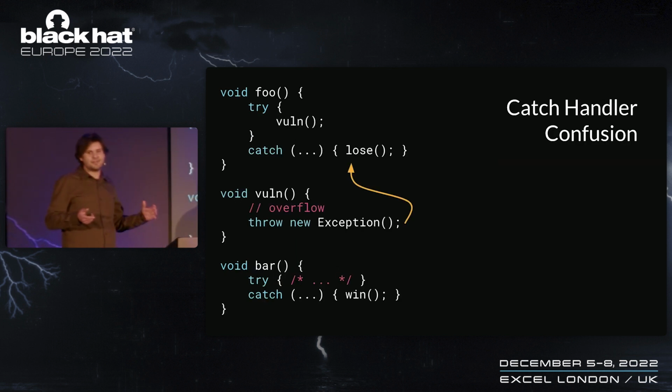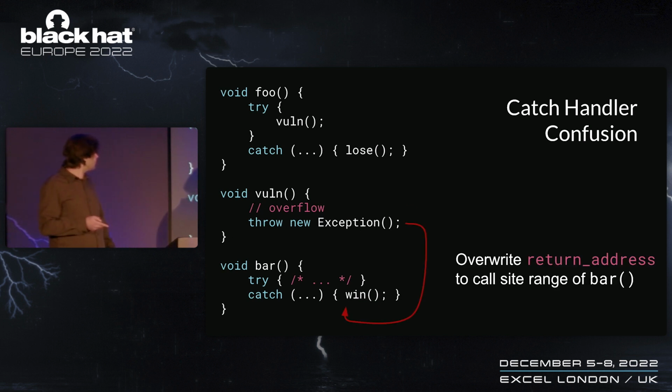Well, let's take a look at a simple example. Here we have a simple function call. The caller will catch the exception. The callee will throw the exception. Now, in normal execution, when nothing goes wrong, this exception will be caught by the corresponding handler here in foo. Now, if we overflow during the execution of function vul, and we overflow the return address, and then throw the exception, and we overflow the return address with some address within the range of the catch handler in bar, then we will trick the unwinder to execute this catch handler.